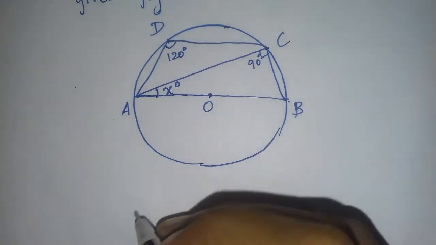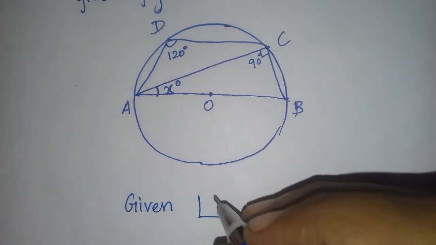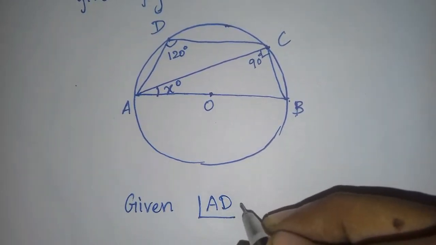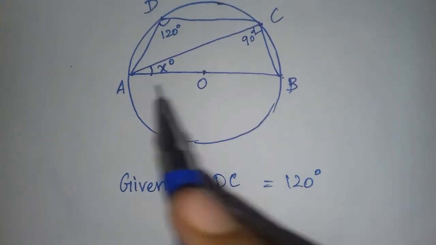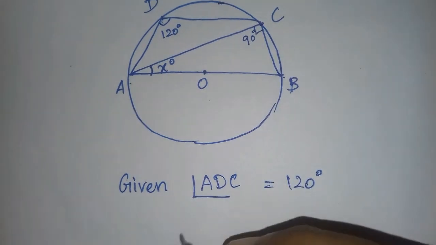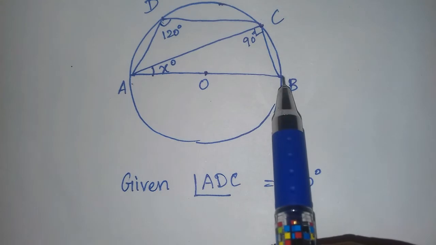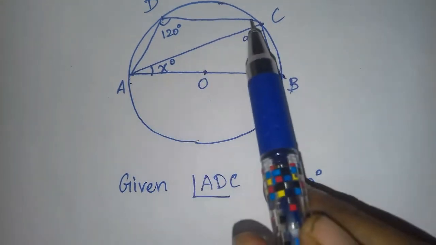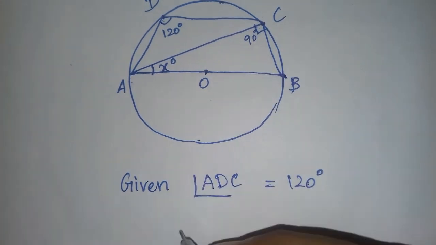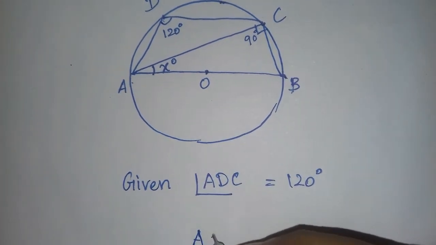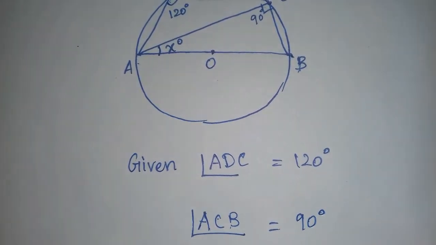First, what angles are given? Given angle ADC is equal to 120 degree. Angle ADC is 120 degree. Now we know that if the line passes through the diameter and a triangle is formed, then one angle will be equal to 90 degree. That is angle ACB is 90 degree. We found this.